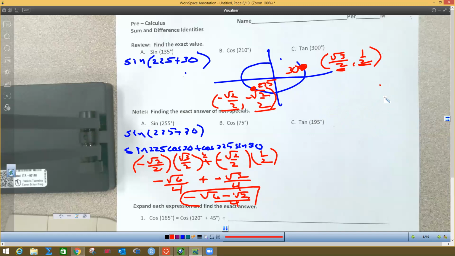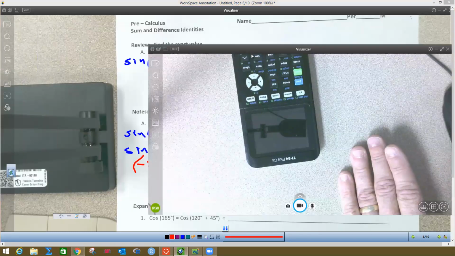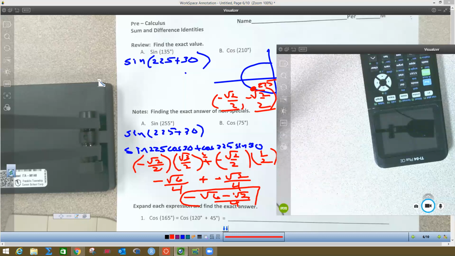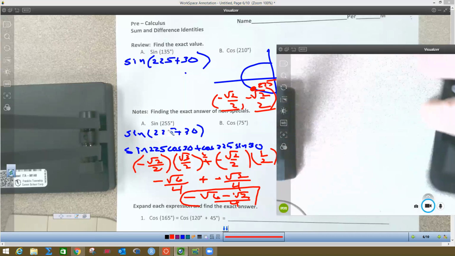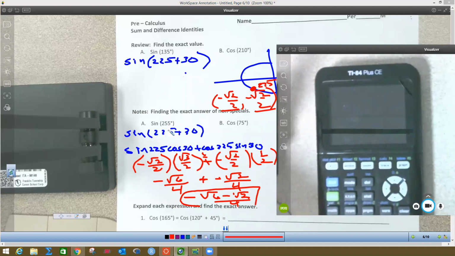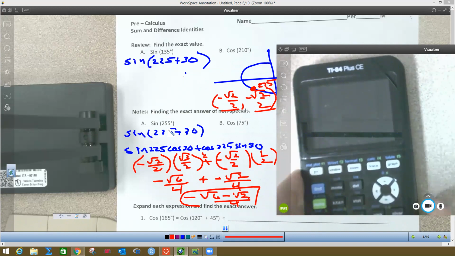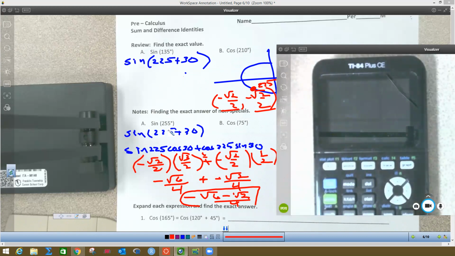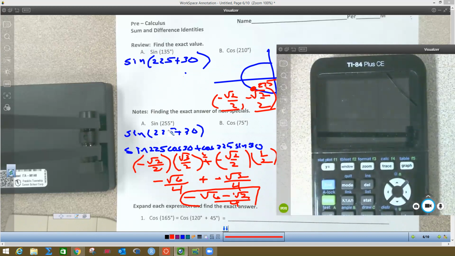So if you take your calculator, does anybody remember what we were trying to find? What are we trying to find on this problem? Yeah, aren't we supposed to find the sine of 255? So you have to make sure that your calculator is in degrees. I'm going to show you that you should know before you turn in your test or your quiz whether or not you're right on these.